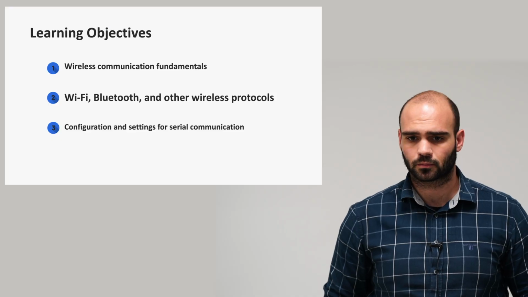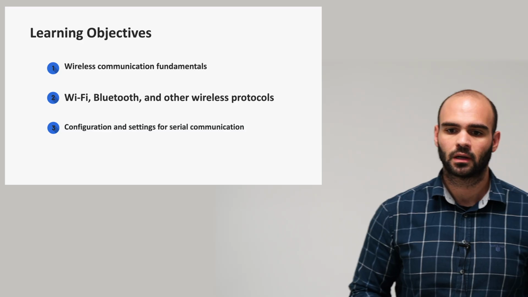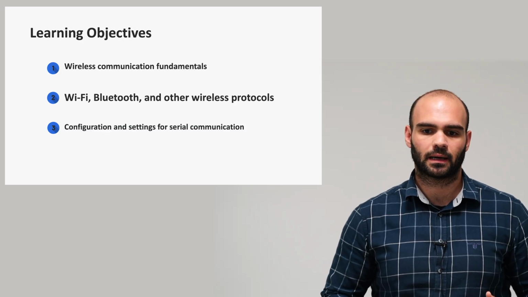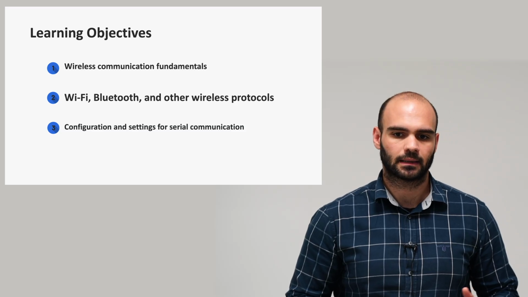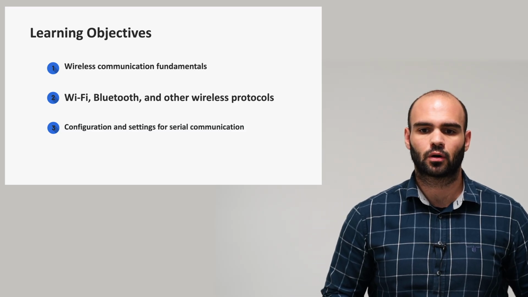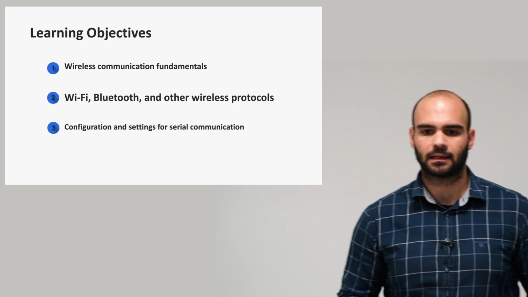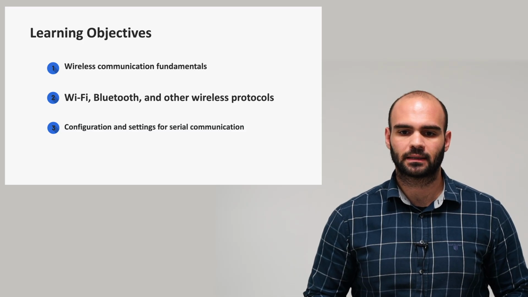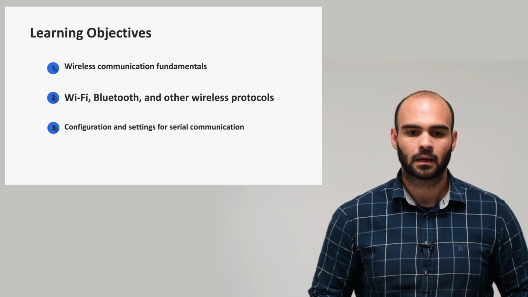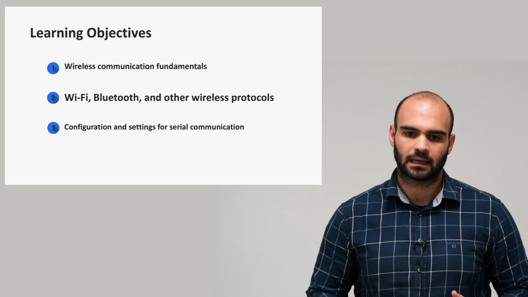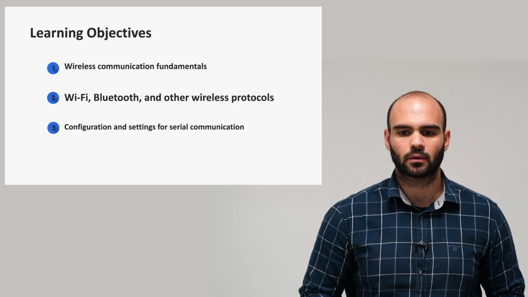In this course, we'll start by learning the fundamentals of wireless communication. In other words, how data can be transmitted through the air using electromagnetic waves instead of physical cables. Next, we'll explore some of the most common wireless protocols, such as Wi-Fi and Bluetooth. Finally, we'll look at how to configure and set up wireless communication, covering basic parameters and settings. By the end of this module, you will understand how wireless systems enable communication between devices without the need of cables.